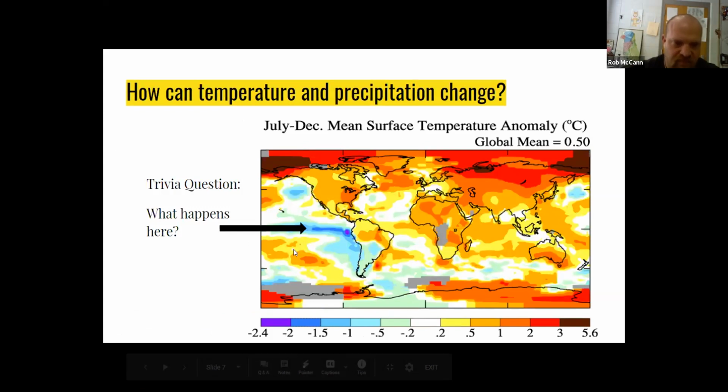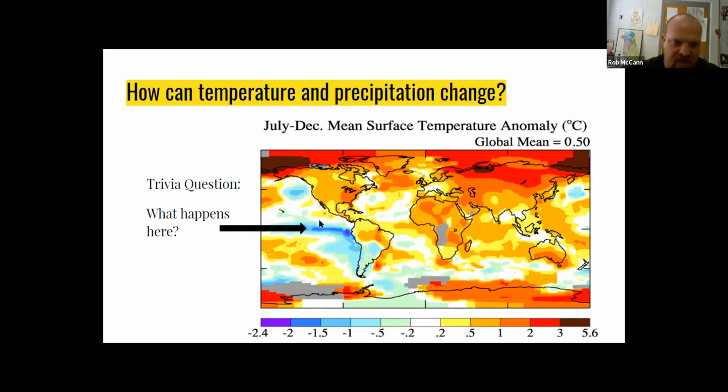Just a little trivia question there. Why is there a distinctive little color change right here? Go to your chat box real quick and tell me what's going on there.